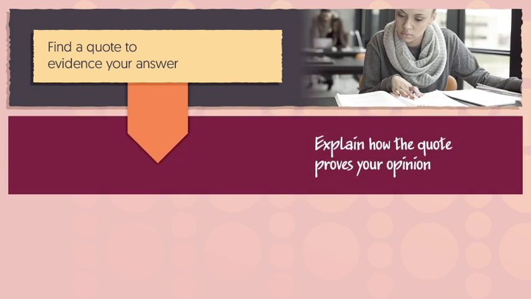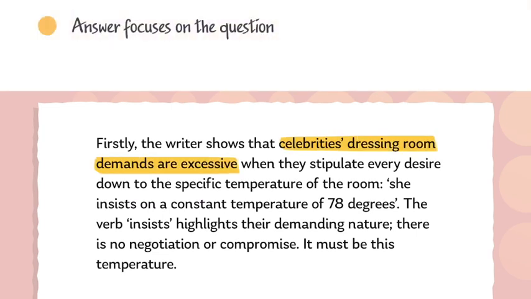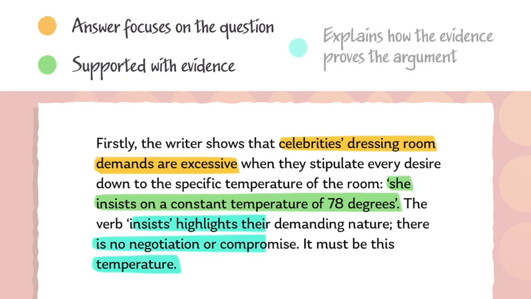In an answer, your response might look something like this. Firstly, the writer shows that celebrities' dressing room demands are excessive when they stipulate every desire down to the specific temperature of the room. She insists on a constant temperature of 78 degrees. The verb insists highlights their demanding nature. There is no negotiation or compromise. It must be this temperature. As you can see, this answer is focused on the question. The argument is supported with evidence and explains how the evidence proves the argument.